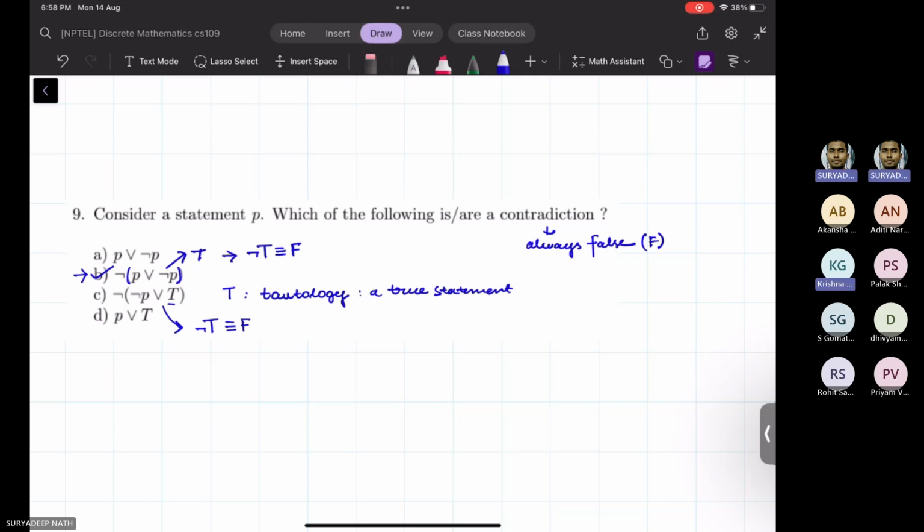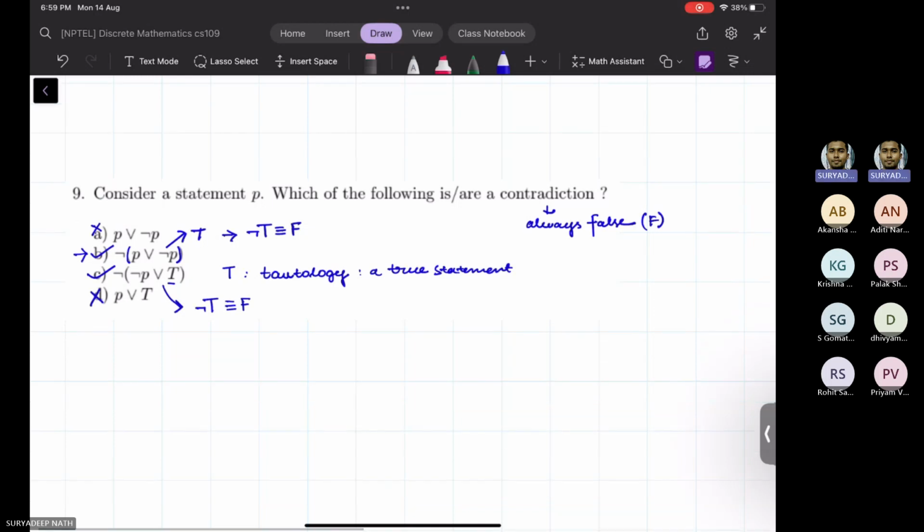Can you just say why A cannot be a contradiction? Because, sir, A is always true. Right, A is always true, and similarly D is always true, because you are taking an OR with a tautology. So A and D will always be tautologies. Therefore, A and D cannot be a contradiction. So the right answer is both B and C.